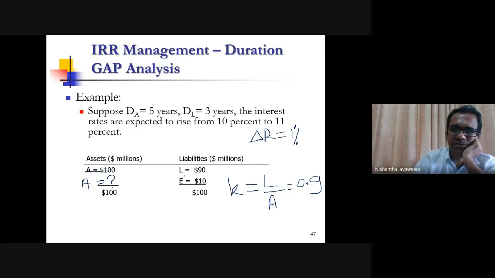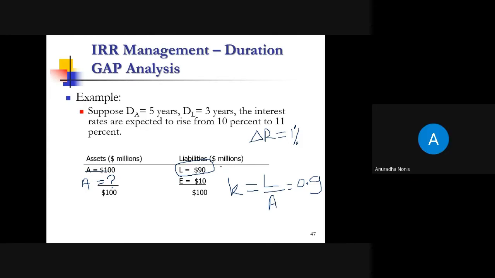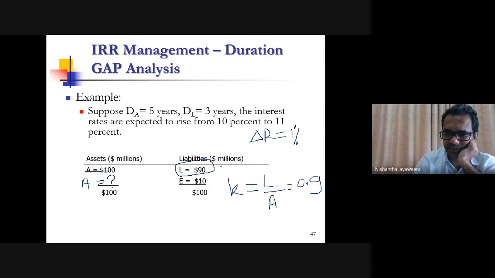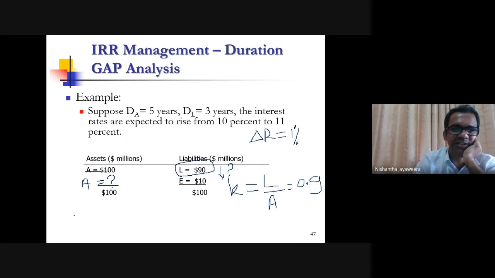What would happen to the value of liabilities? What would be the new value of liabilities once the interest rate increases? It should decrease. So it should decrease as well. Okay. What is A new?